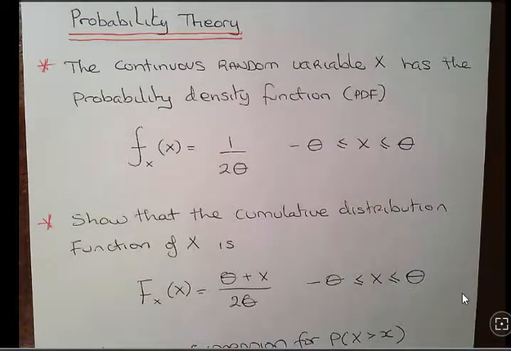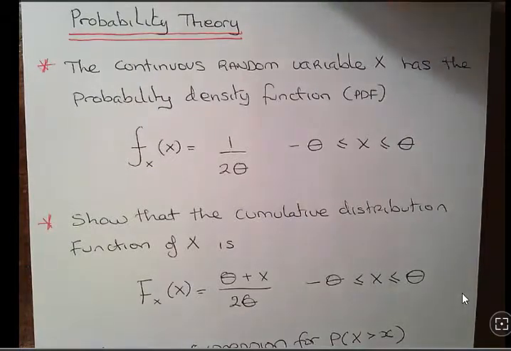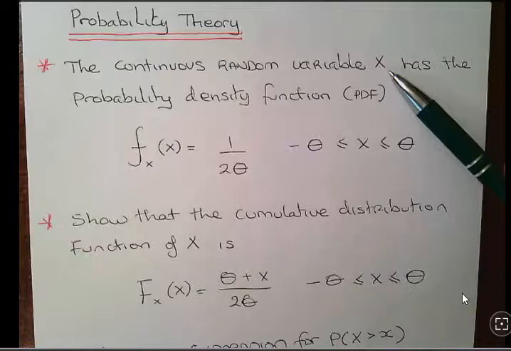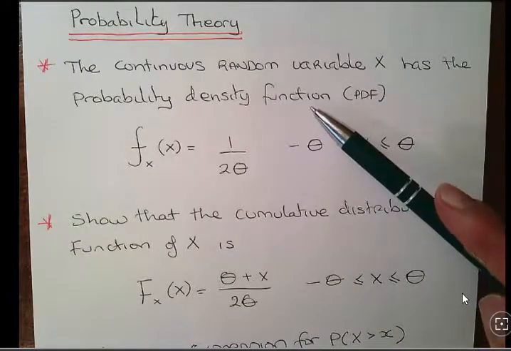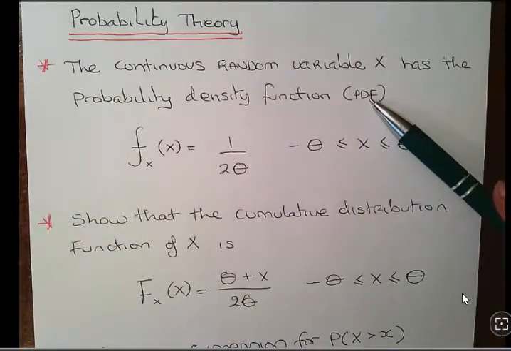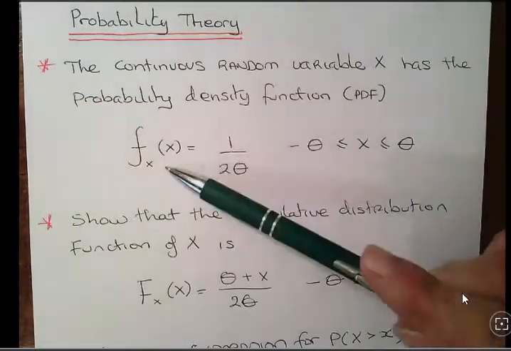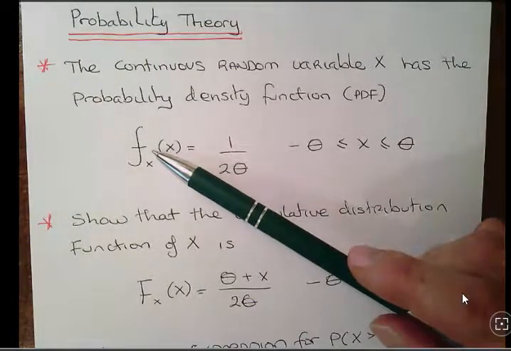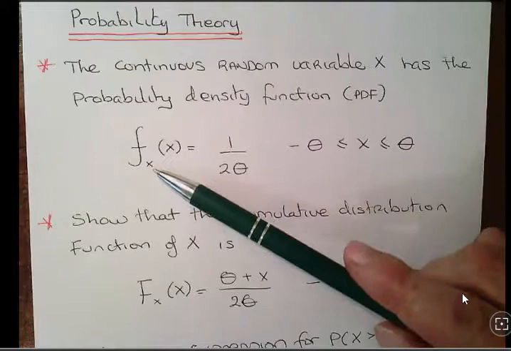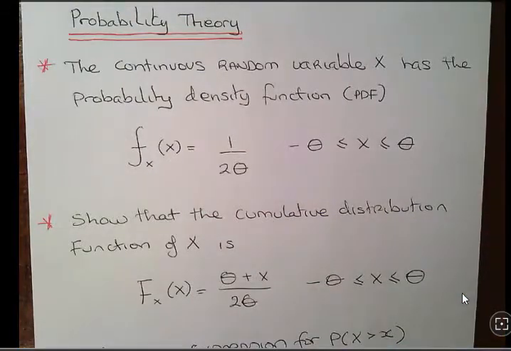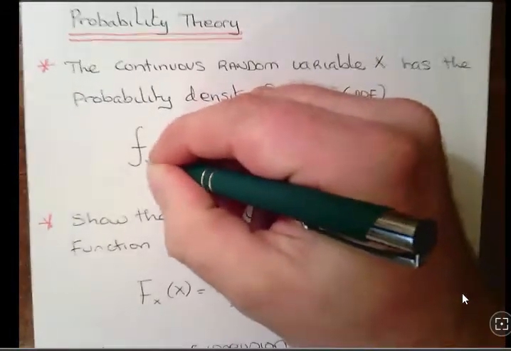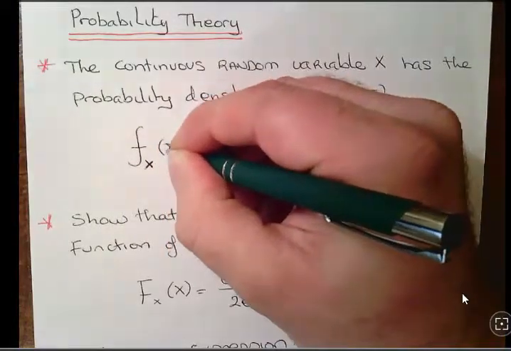Okay, in this presentation, we're going to look at probability theory. What we're going to do here is look at continuous random variables. Essentially we have this continuous random variable X, and it has a probability density function, usually denoted PDF. Just to remark, it's a lowercase f with a subscript, which should actually be a capital X. It's a bit hard to tell when it's handwritten, but that should be capital X and lowercase x here.